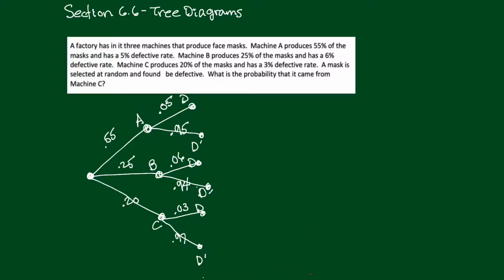So here's what we're looking for, right? We're looking for this down here. What's the probability that it came from machine C? All right, so what's the probability that we get machine C given that it's defective? Right, I'm going to write down what I'm looking for. I want the probability that it's machine C given that it's defective.